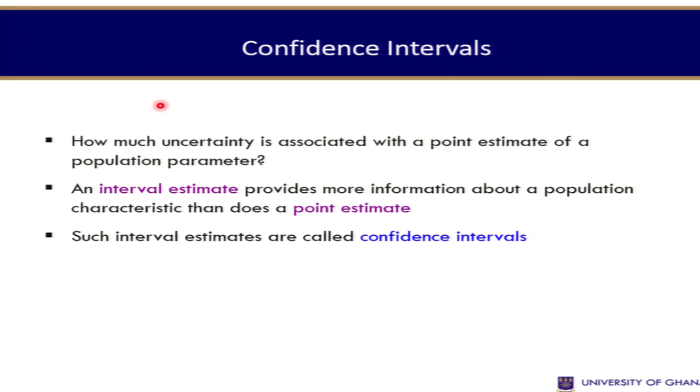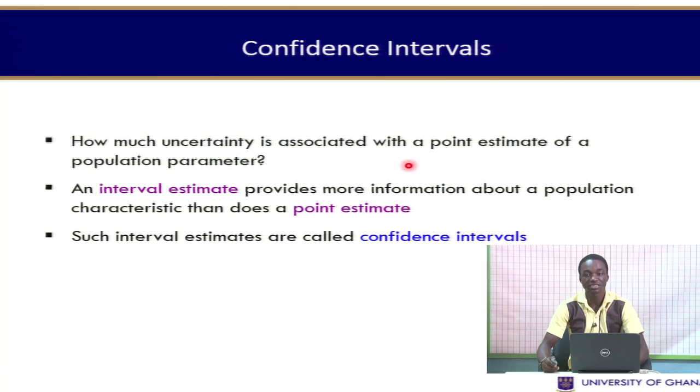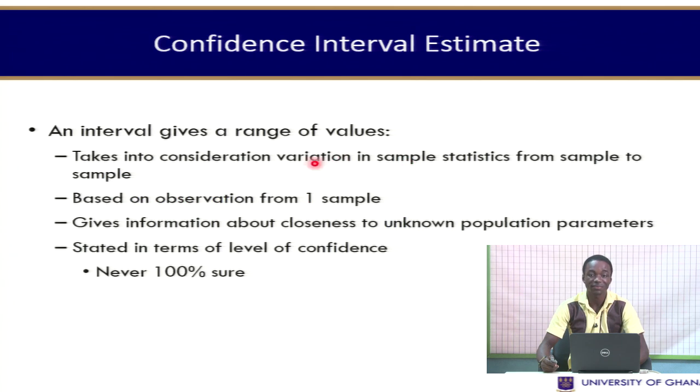So in a confidence interval, we are looking at how much uncertainty or how much certainty is associated with a point estimate of a population parameter. An interval estimate provides more information about a population characteristic than a point estimate. It takes into consideration the variation in sample statistics from sample to sample, and is based on the observation from one sample. It gives you information about how close an unknown parameter is to the estimated parameter or the sample statistic.